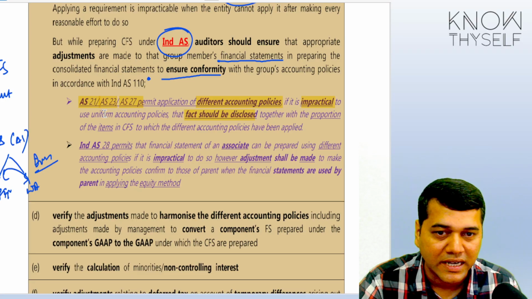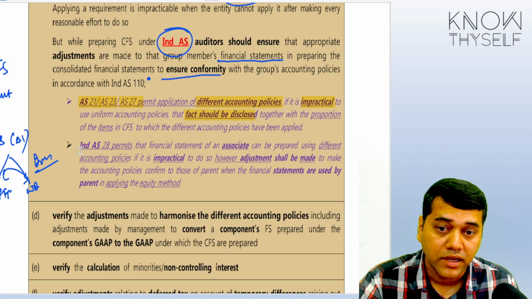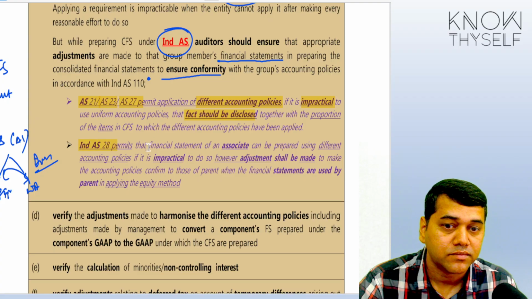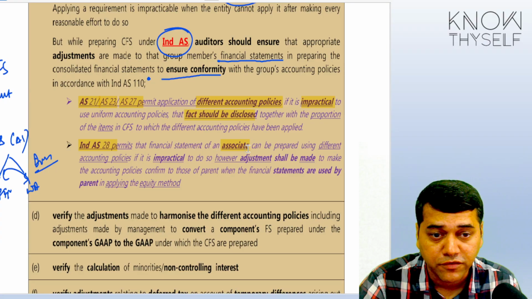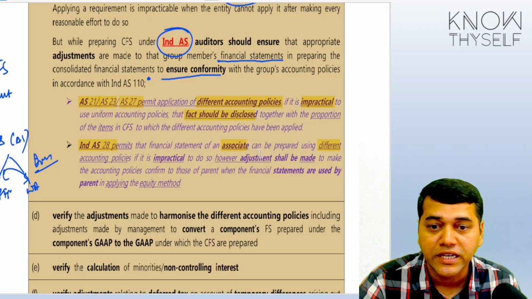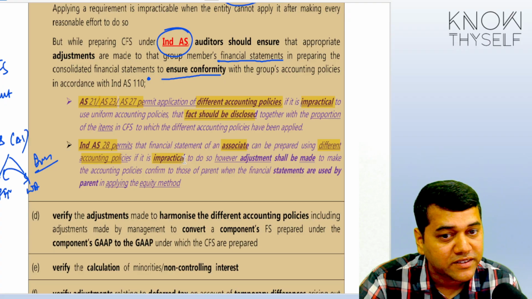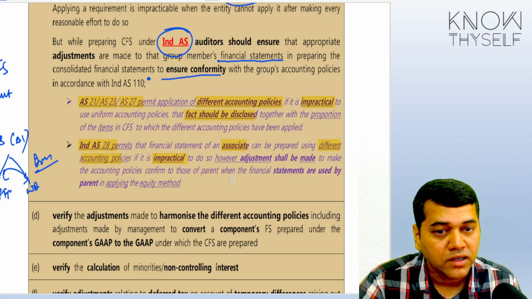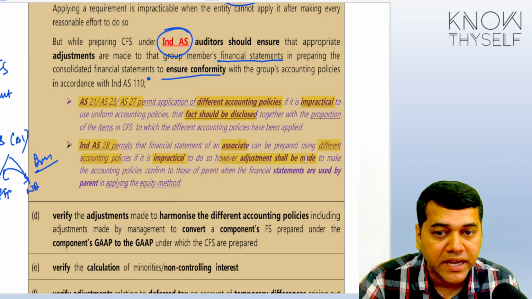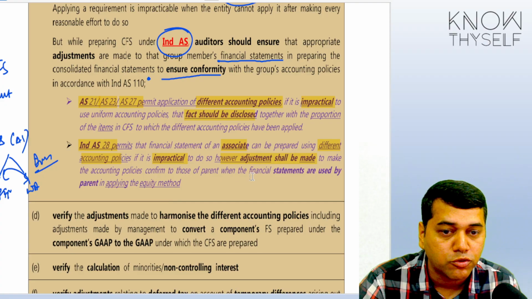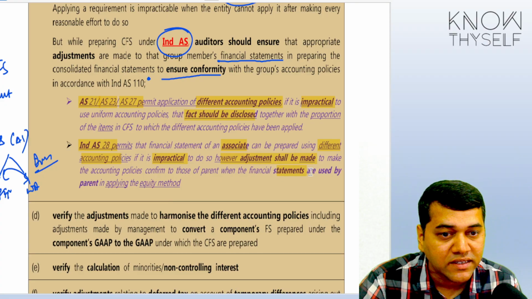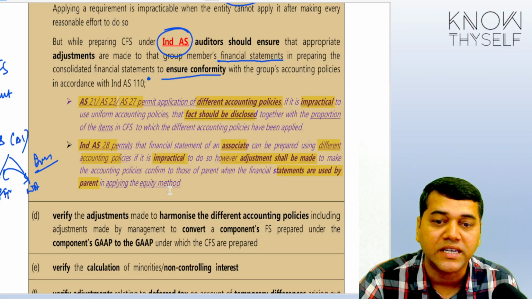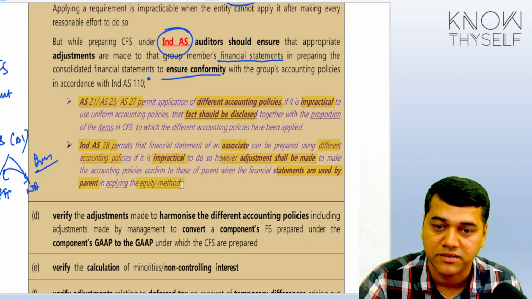So management may always follow that practice of just giving disclosures, not to consolidate, by giving an excuse of impracticability. But Ind AS 28 permits that the financial statements of an associate can be prepared using different accounting policies if it is impracticable. However, adjustment shall be made to the accounting policies to conform to those of the parent when the associate's statements are used by the parent in applying the equity method.